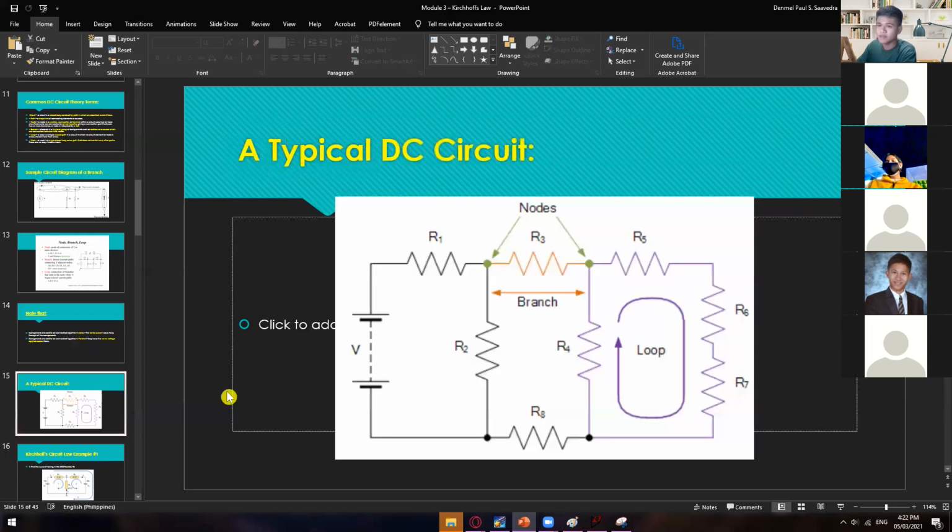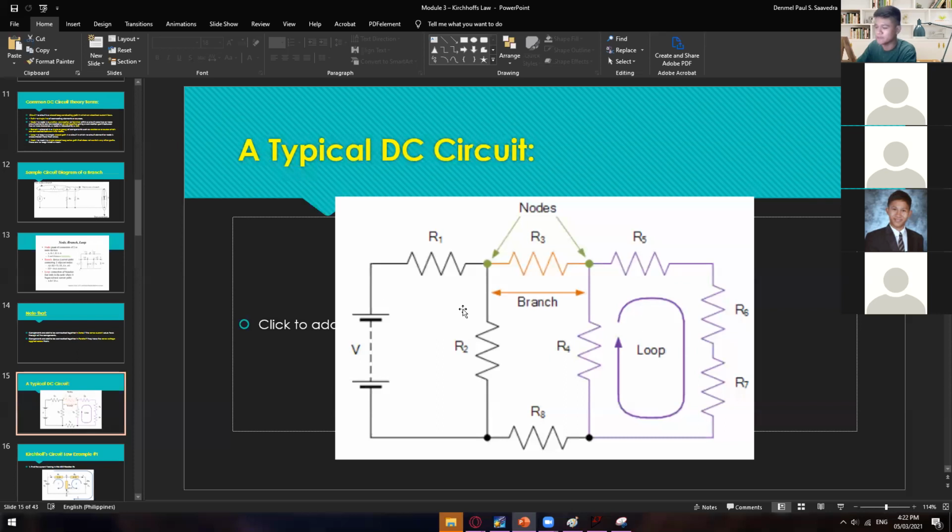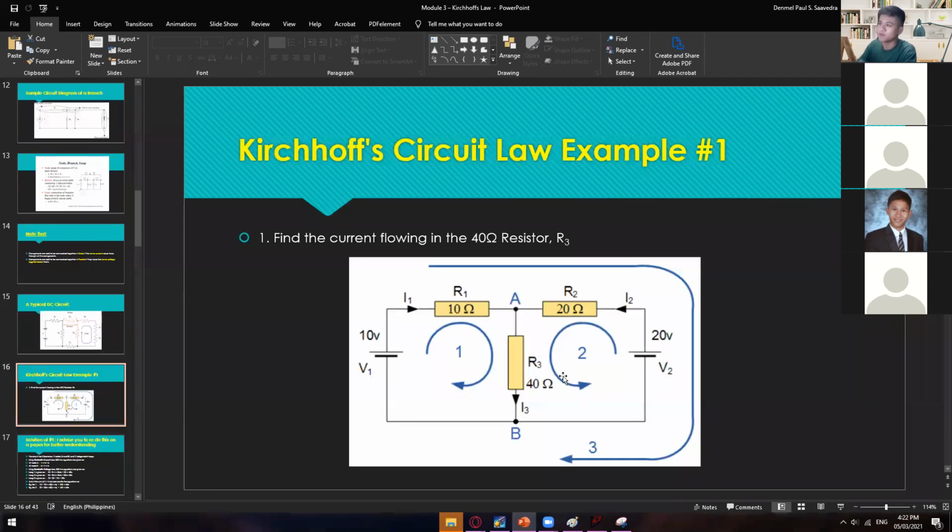Okay. And then we have this typical DC circuit. We have the voltage source, and we have R1, R2, R3 up to R8. And then we have nodes here, etc. This one is actually called the super nodes. But you can also call this one another node, then another node. It's just that those two are the main junctions of this circuit. That is why the word is called super nodes. All right, so let's have this example, and we'll solve this one using KCL and KVL.